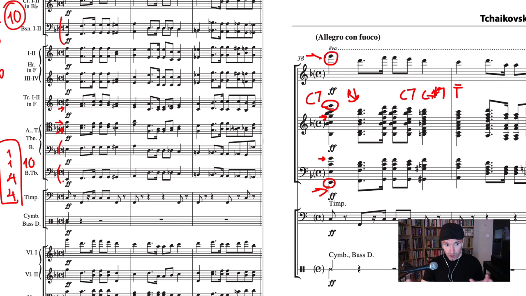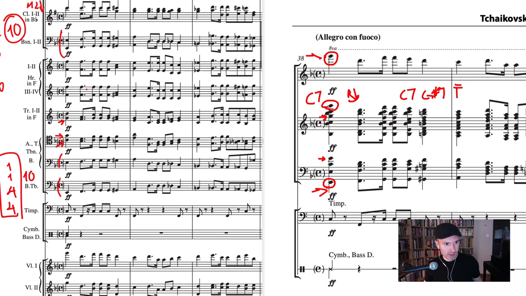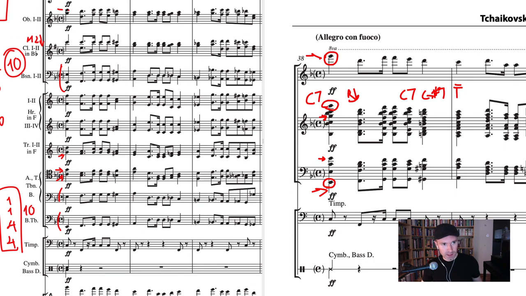Once again, we calculated all the octave doublings together. We calculated this C6, and this will sound C5 together. And this is C4 also together. So it is 10. What about B flat?